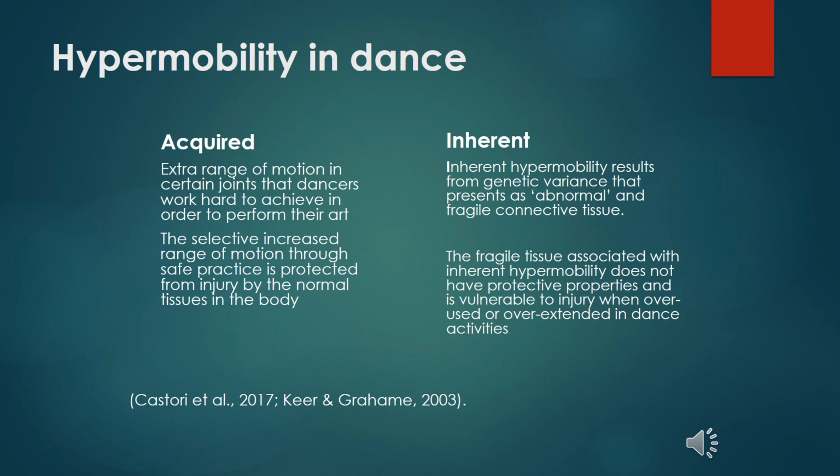And this tissue has very stretchy properties due to the disordered collagen, and it gives the dancer increased range of motion in the joints without hard work. The fragile tissue associated with inherent hypermobility does not have protective properties, and therefore makes the dancer vulnerable to injury when the tissue is overused or overextended in dance activities.